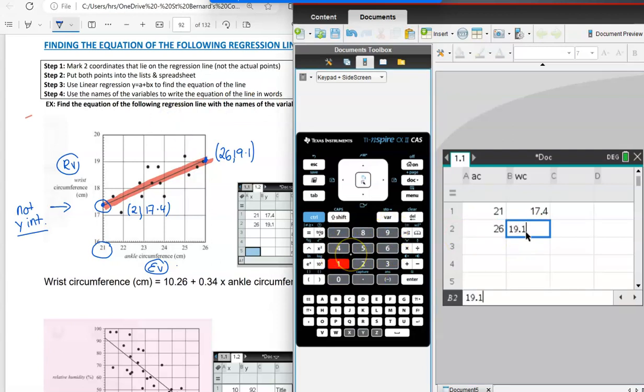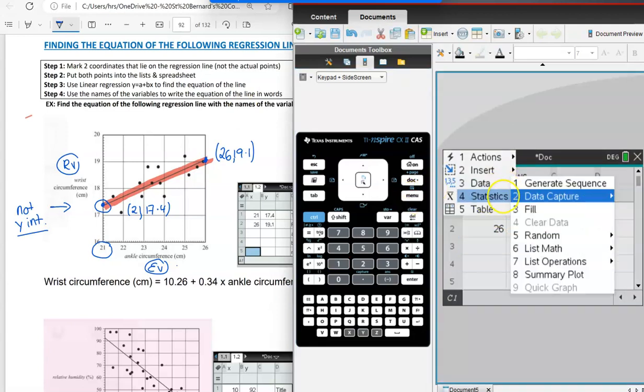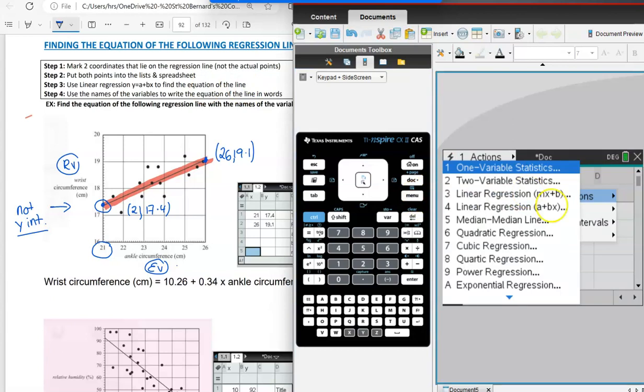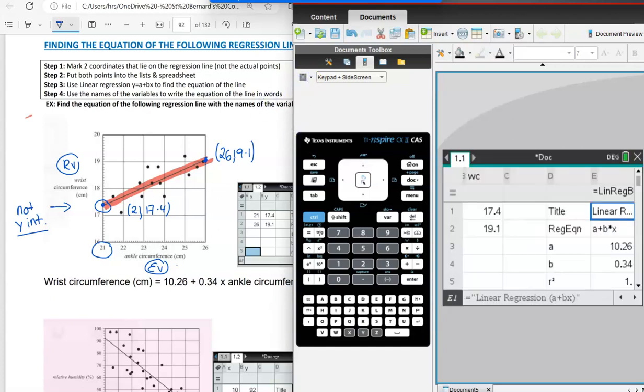So I've picked 2 points the line goes through. It doesn't matter which 2 points, just as long as you've got 2. And then I just do like we normally do to get the equation of the line: menu, stats, and A plus BX. And then I pop this in. This was ankle circumference. Sorry, this one was wrist. Okay. And there you go.